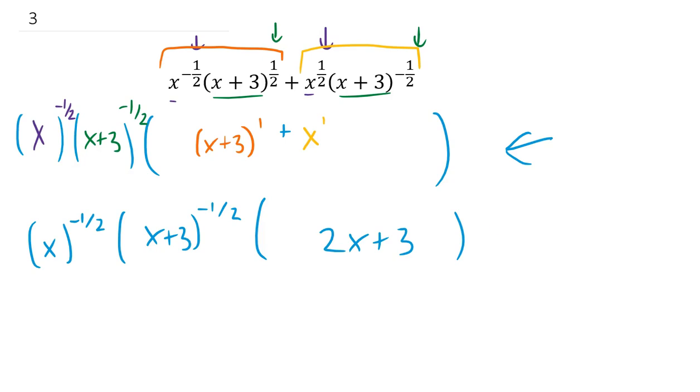It's wonderful. Once you're ready, I have a 2x plus 3 on top, and in my denominator I have a square root of x times a square root of x plus 3, which maybe I'd write together or separate depending on the circumstances, but that's how it would factor.